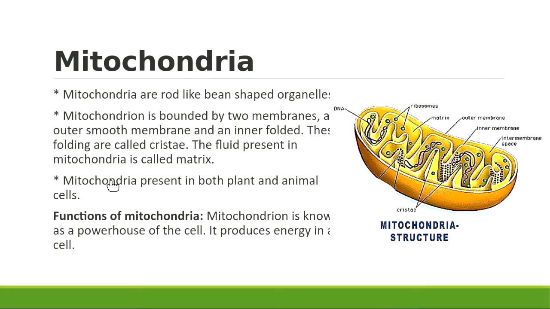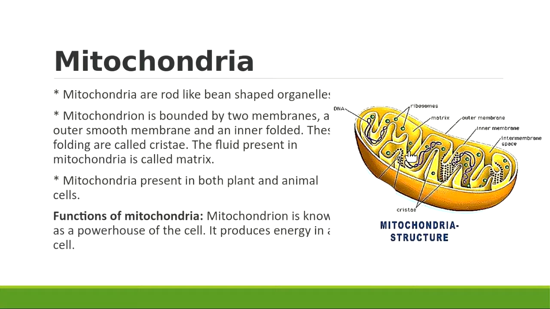Mitochondria are present in both plant and animal cells, and you know that mitochondria is known as the powerhouse of the cell because it produces the energy for the cell. Without mitochondria, no cell can produce its own energy. That's why the mitochondria is the most essential organelle inside the cell, helpful for the production of energy. Okay, so this mitochondria is known as the powerhouse of the cell.